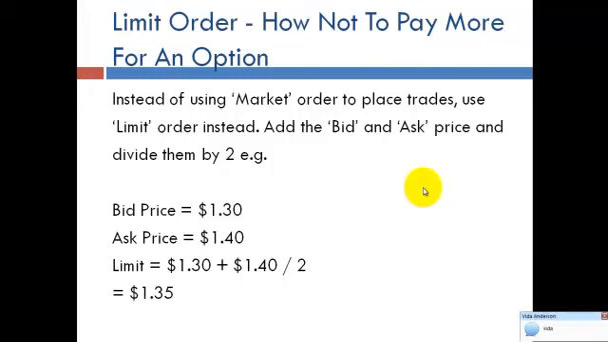Vida, welcome. So you realize that sometimes the bid might be $1.30, but when you log in the bid might be $1.50 and the ask might be $1.90. So it keeps on changing. If you are not comfortable logging in every now and then to look at the limit, just use the ask price, like Abby suggested. Just use the ask price and you'll be filled immediately.